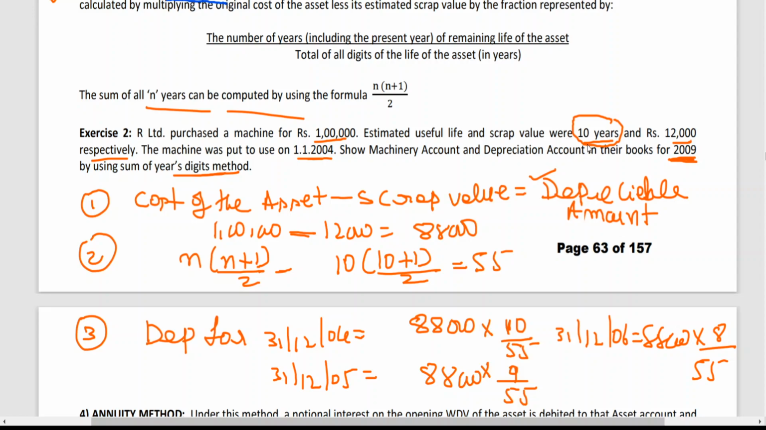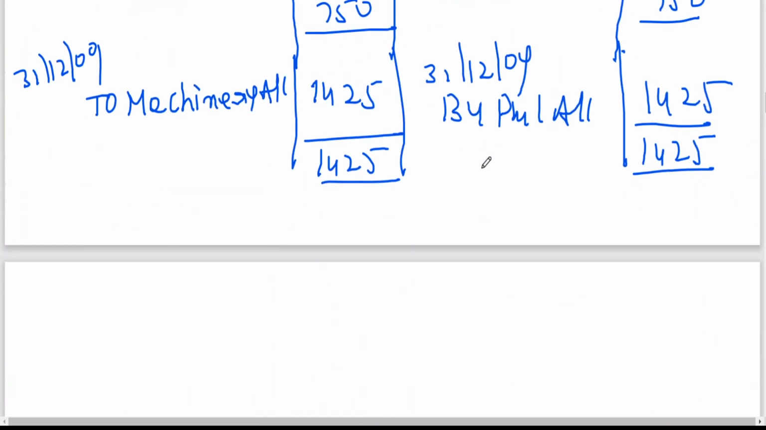That means 4, 5, 6, 7, 8, 9. For how many years do you have to calculate? 6 years you have to calculate. Here I have given for 3 years. 7 by 55, 8, 6 by 55, like that you have to calculate depreciation. This I'll be working out on the screen. The same thing I repeat.